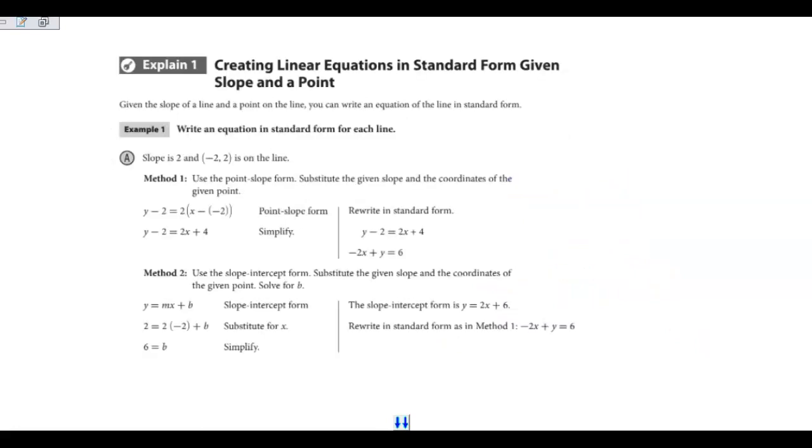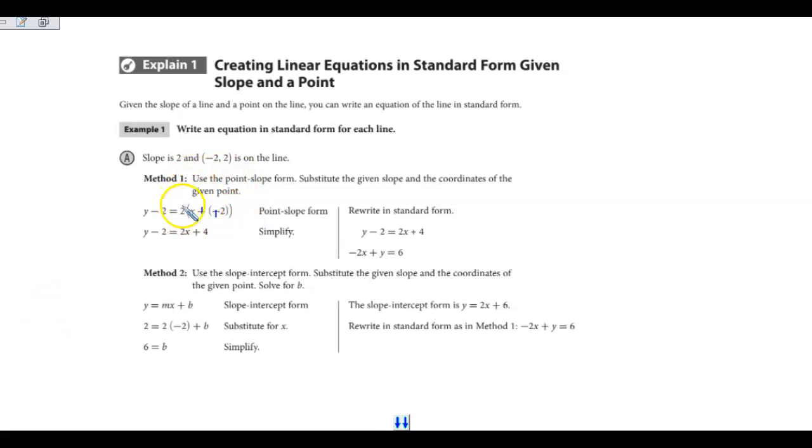So we're going to create linear equations in standard form given a slope and point. So if my slope is 2 and my ordered pair on that line is 2, negative 2, we're going to write it in the point-slope form. We're going to substitute the given slope and the coordinates of the given point. And so we get y minus 2 equals 2, that's my slope, times x minus my negative 2, which we know ends up being add 2.